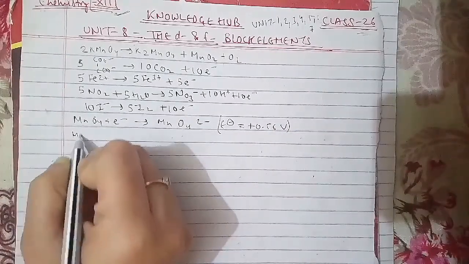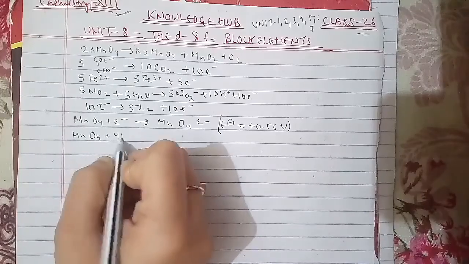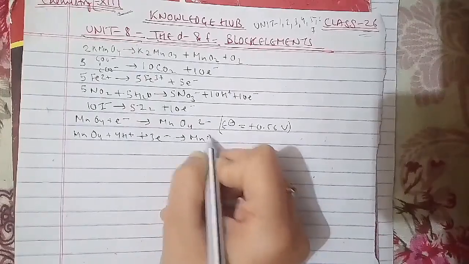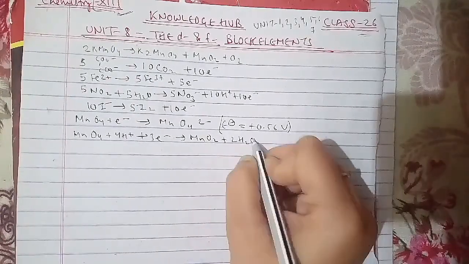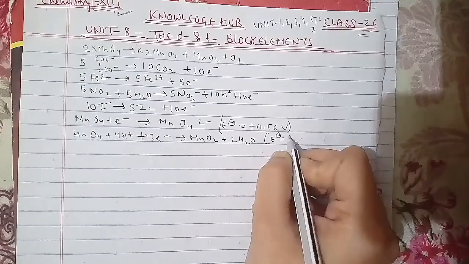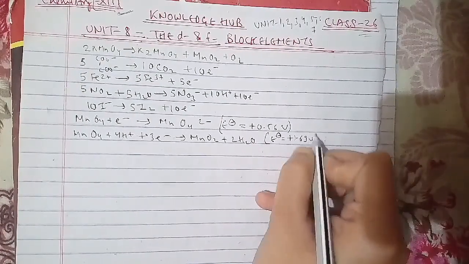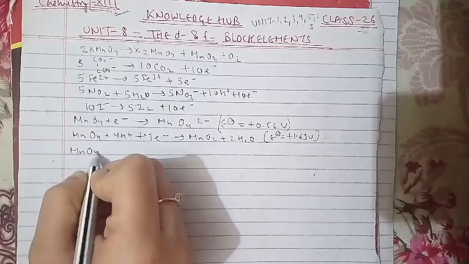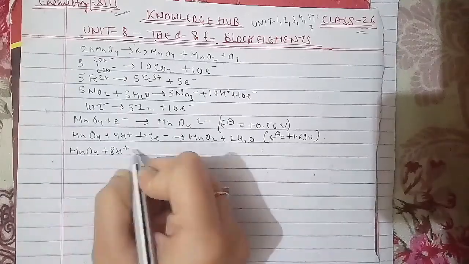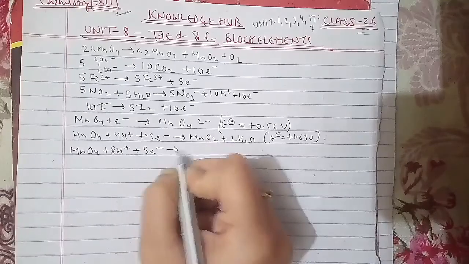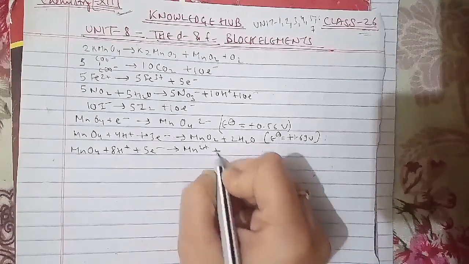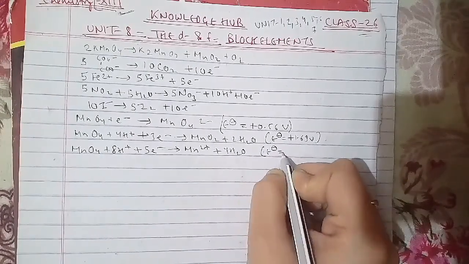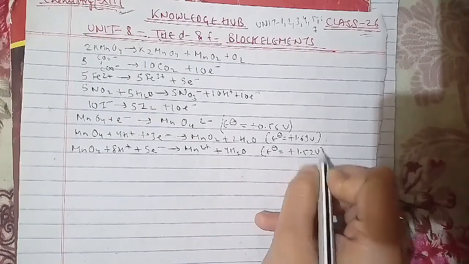The other equation is MnO4- plus 4H+ plus 3 electrons will give MnO2 plus 2H2O, with E equals plus 1.69 volt. The another is MnO4- plus 8H+ plus 5 electrons, it will give Mn2+ plus 4H2O, so E equals plus 1.52 volt.